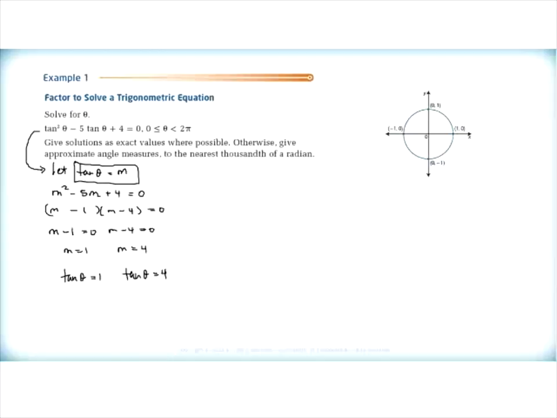Now I need to consider both of these equations. Tan theta equals 1 and tan theta equals 4. I know that tan theta equals 1 is a special angle because I know that tan is positive in 2 places. Using my CAS rule, tan is positive here and here. And I know that the reference angle for theta is going to be pi over 4.